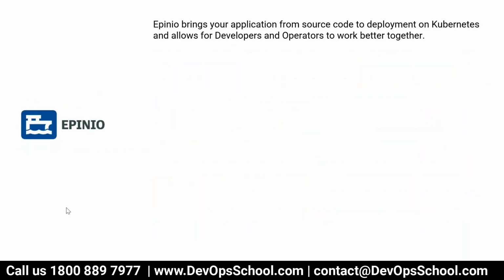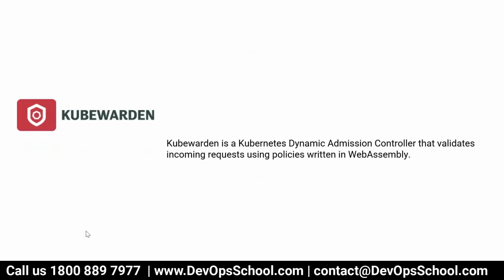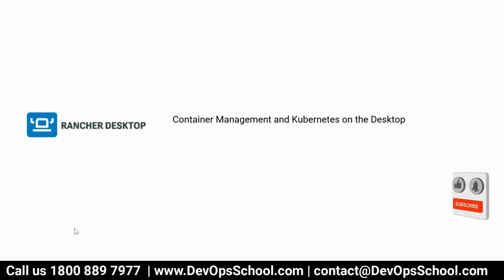Epinio. Okay. So Epinio brings your application from the source code to deployment on Kubernetes and allows developers and operators to work better together. So this will help you with creating an image, deploying the registry and all stuff like that. Kubewarden. There's one more tool which will help you to manage the dynamic admission controller that validates incoming requests using policies written in WebAssembly.